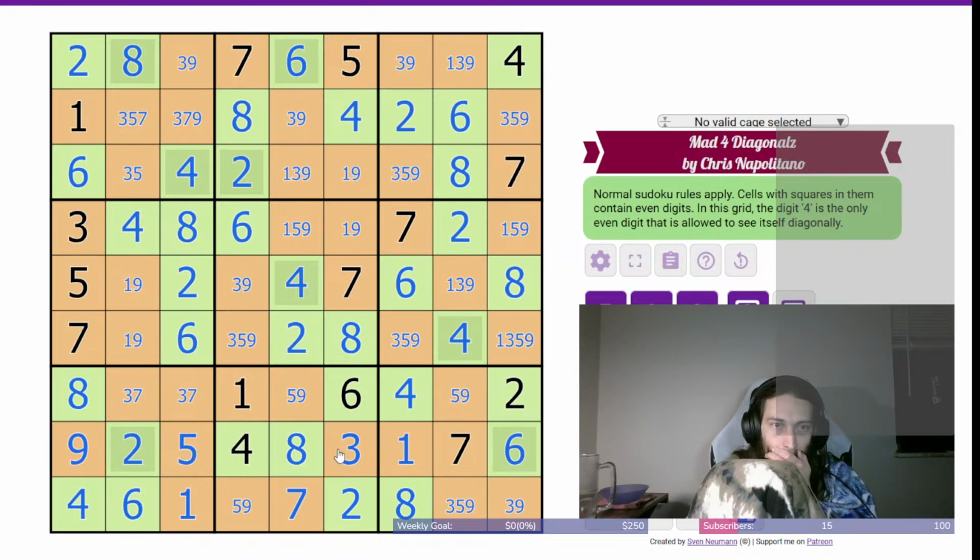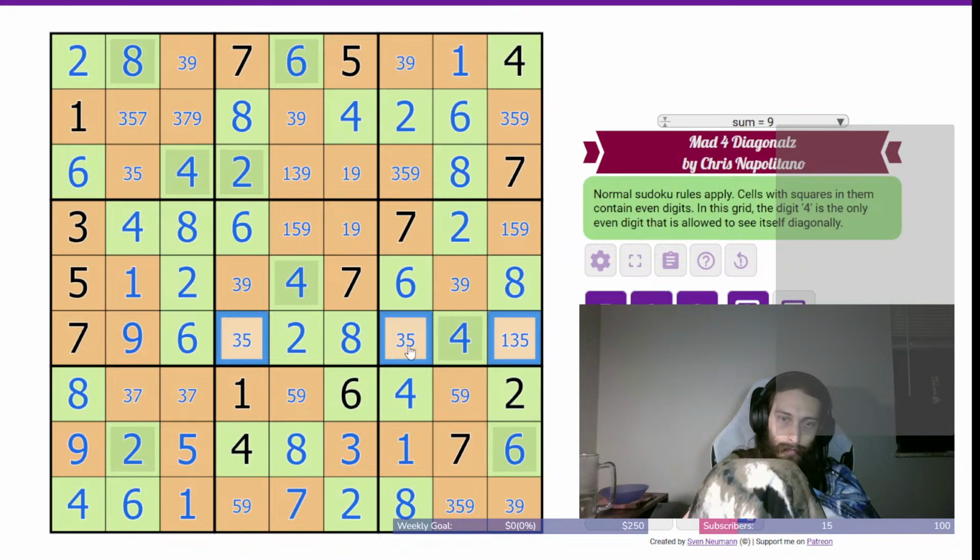3, 9 pair in row 1. 3, 9 pair in row 5. 5 pair places a 1.